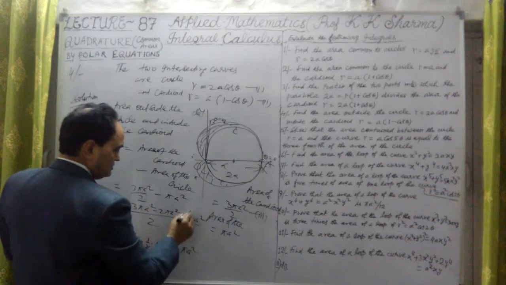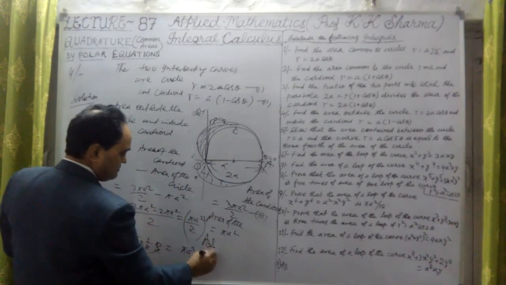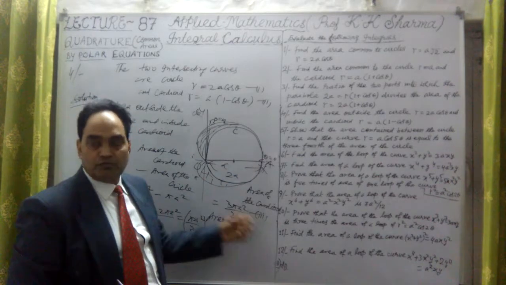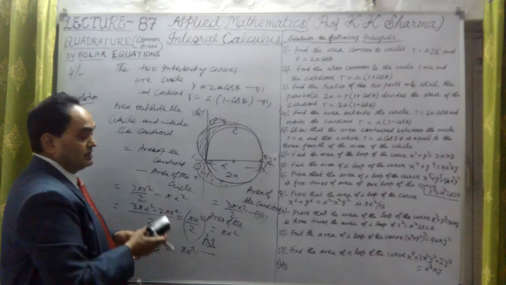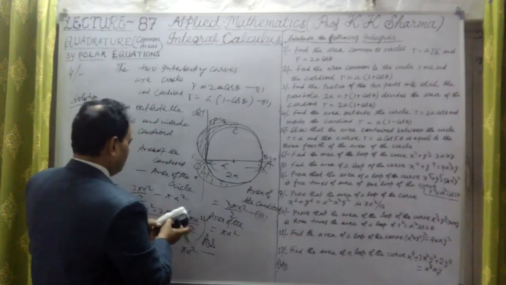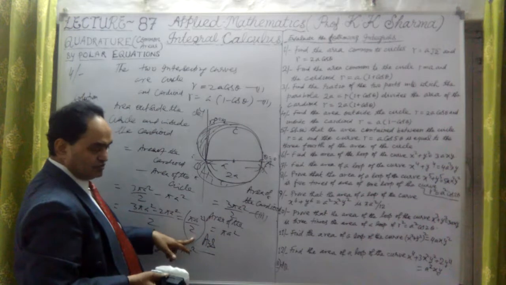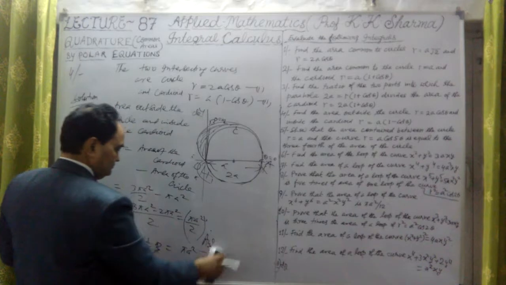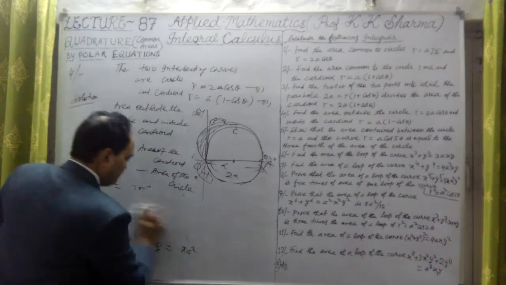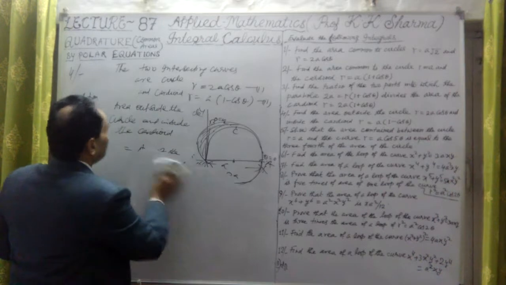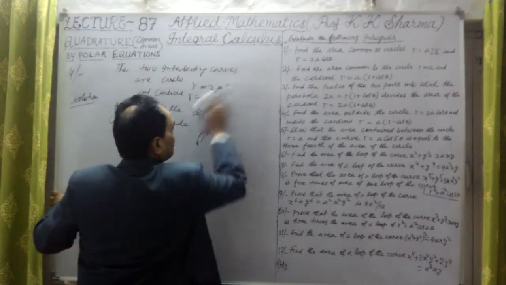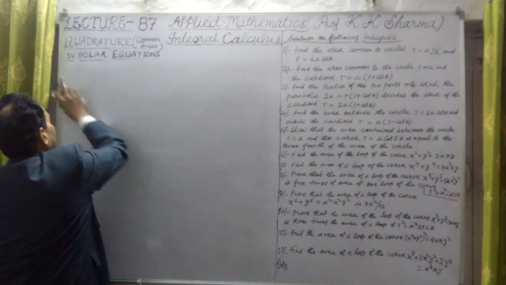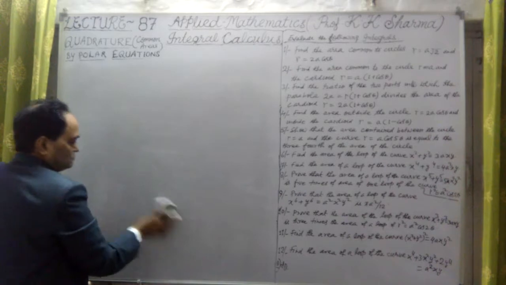Okay, so the area is pi a square upon 2. So half of the area of the circle is the answer, the area between the cardioid and circle. Pi a square upon 2 only is the answer. It is the difference of these two areas. Okay, this is question number 4. We have done it. Fourth question is complete. Now let me talk about question number 5.